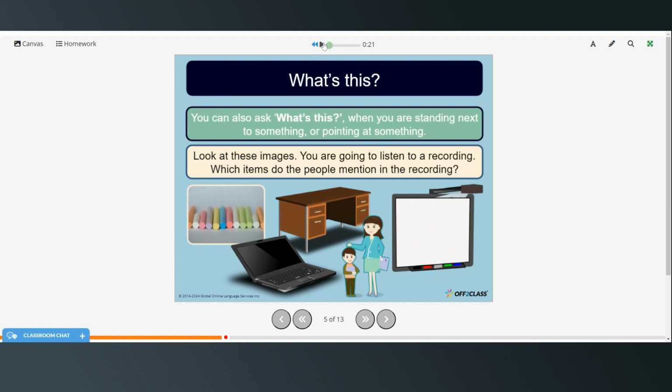So let's listen. What's this? It's chalk. And what's this called? It's a whiteboard. What's that? That's some kind of computer, I think. Is it a new computer? Yes, it's new. Definitely. I think it's very new. And what's that? It's actually, I don't know what it is. Ask the teacher.